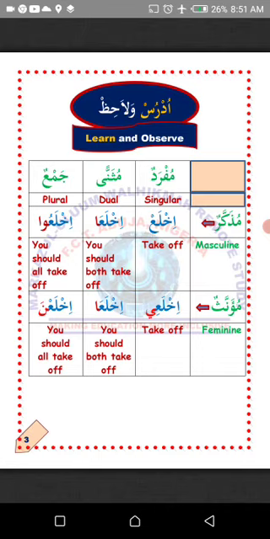If there are more than two, all you need to do is to attach waw to the last letter of the verb ikhla. Remember, once waw is attached, the letter before it must take dhamma, as we know that waw is the mother of dhamma in Arabic. So the verb ikhla will now become ikhla'u, which means you should all take off, commanding a group of male persons.